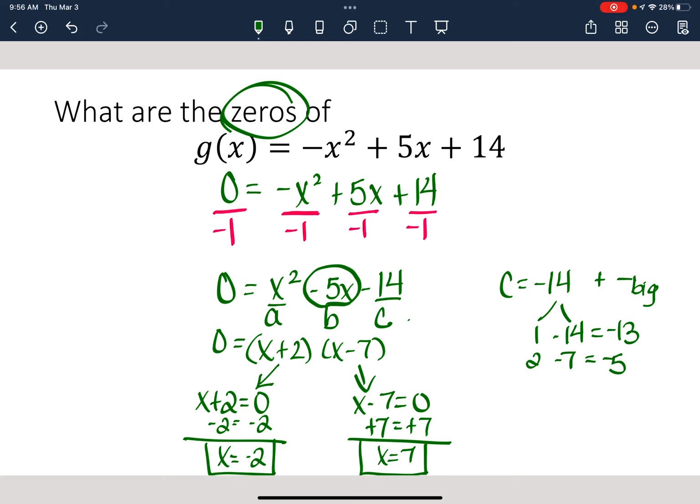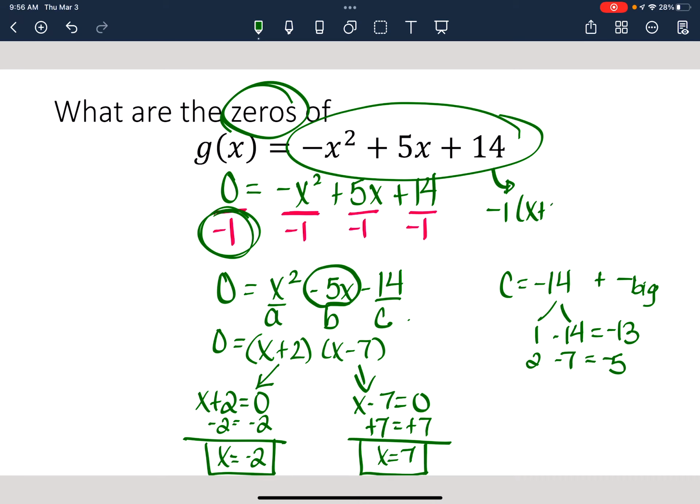When I write this trinomial in factored form, I have to remember that negative 1 that I divided out. So when I write it in factored form, it's negative 1 times x plus 2 times x minus 7. So when you write it in factored form, you have to leave that negative in front.